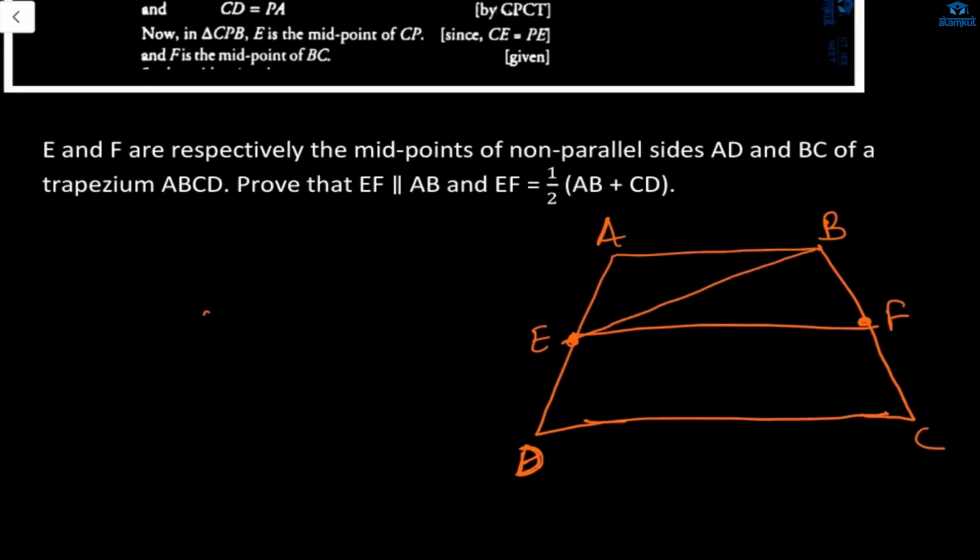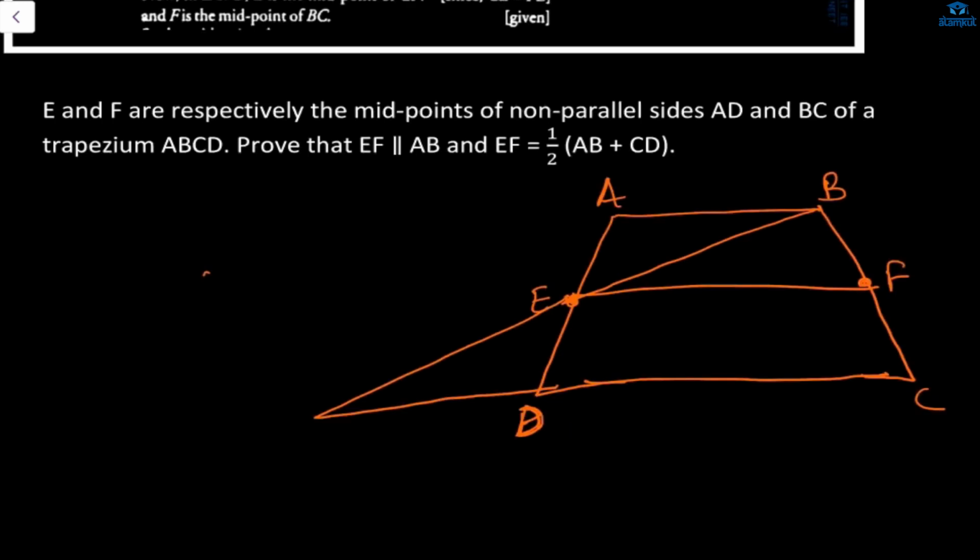You are saying D, E, you have joined. No, D and F. Okay. See, I am doing this way. And if you are saying D and F, after joining D and F, what will you do?